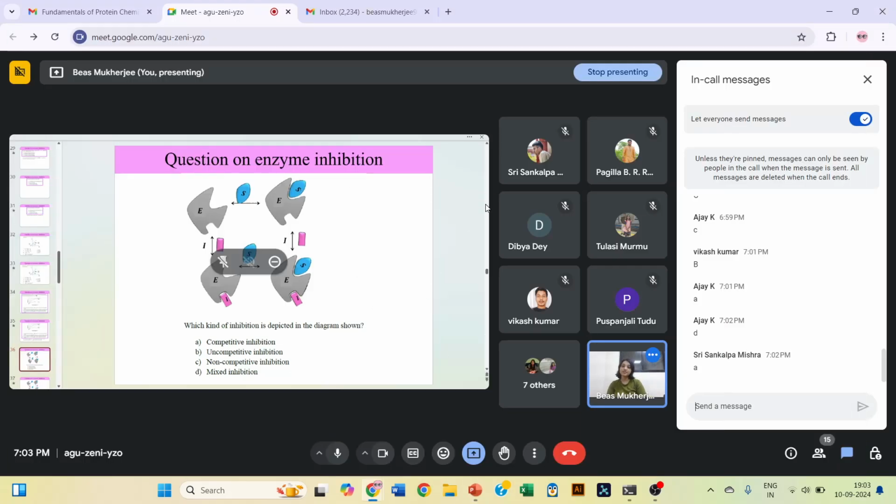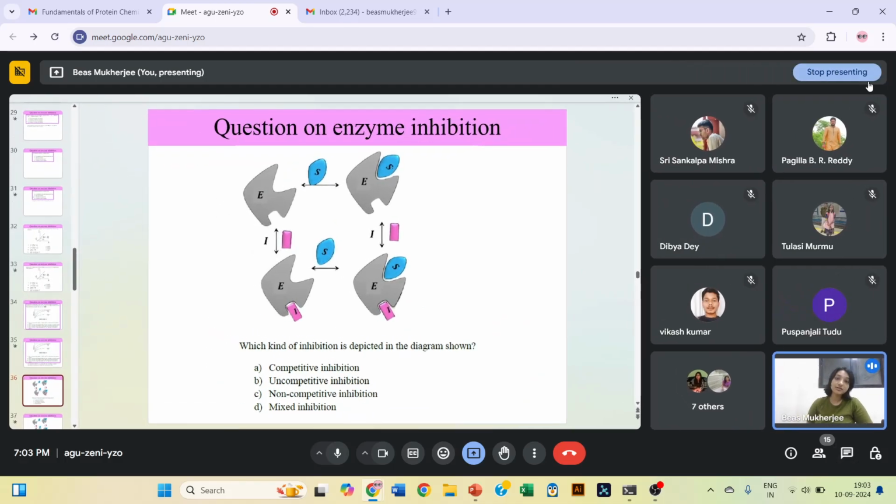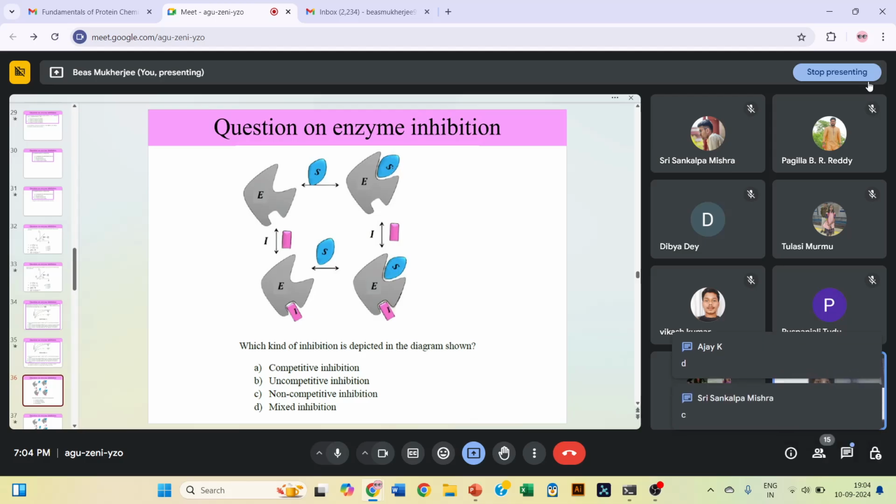Okay, try answering this. What kind of inhibition is depicted in the diagram shown below? You have to see whether the inhibitor is binding to the substrate's binding site, whether it is binding to a different binding site, whether it is binding to free enzyme, whether it is binding to the enzyme substrate complex, and whether it is binding to both. That is what you need to see. Mixed inhibition. Okay, why is that so? C is non-competitive inhibition.